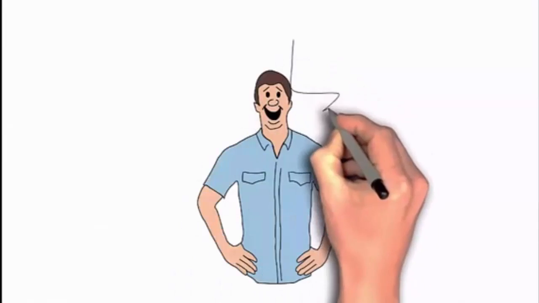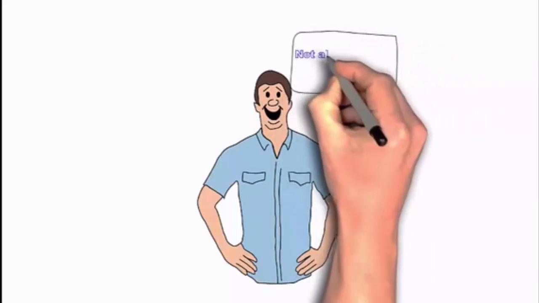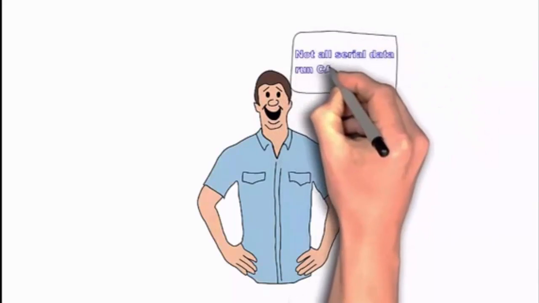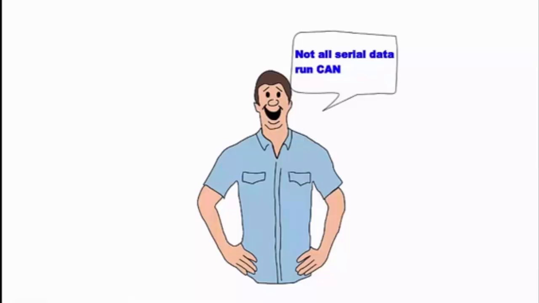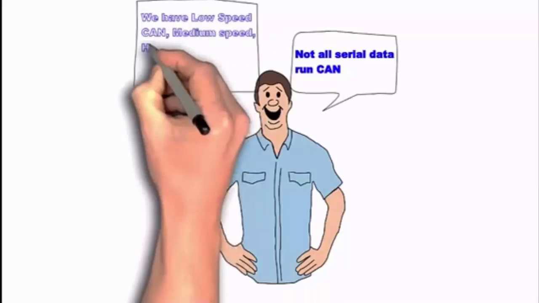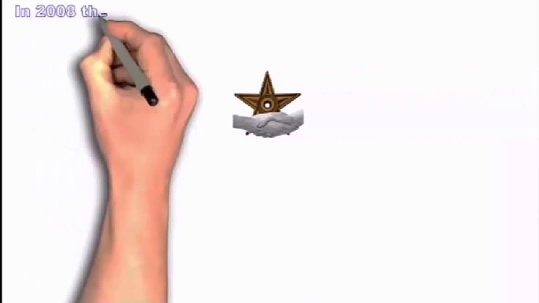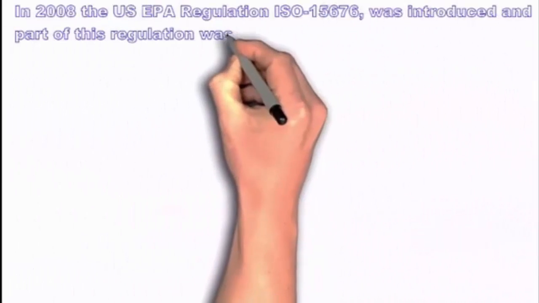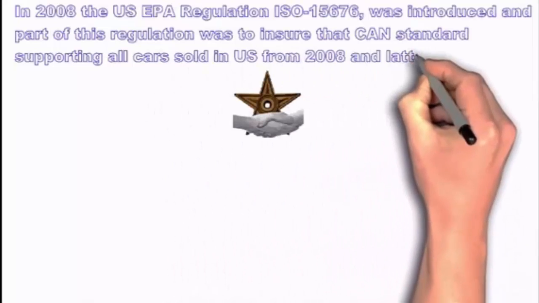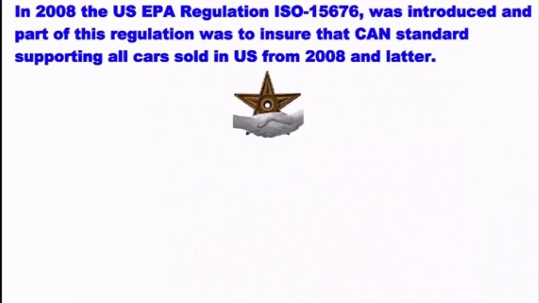Not all automotive serial data run CAN, and not all CAN run the same protocol. We have low speed CAN, medium speed CAN, high speed CAN, open CAN, single wire CAN, and so on. In 2008, the US EPA regulations required ISO 15765, part of this regulation was to ensure that the CAN standard was to be supported for all US sold cars from 2008 and later.